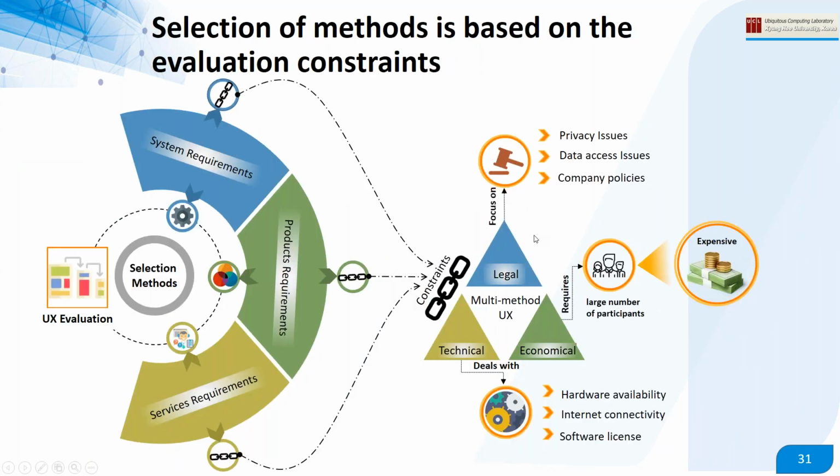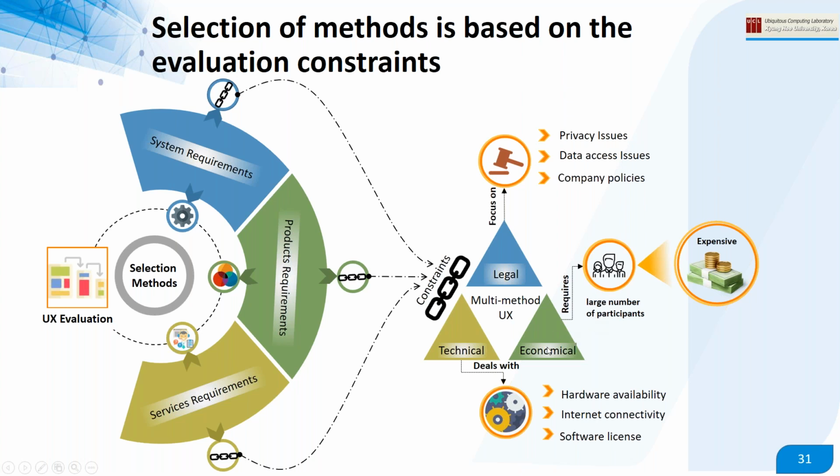And the second principle is the selection of methods based on evaluation constraints. I already mentioned that while selecting user experience methods, there are different constraints. A constraint may be a legal constraint. For example, if some company wants to evaluate their product, maybe there is some privacy issue, and we can't apply methods that have privacy issues, for example, data access issues. If we apply camera-based observational methods, and the company has a legal issue with recording the environment, we can change the evaluation method based on those constraints.